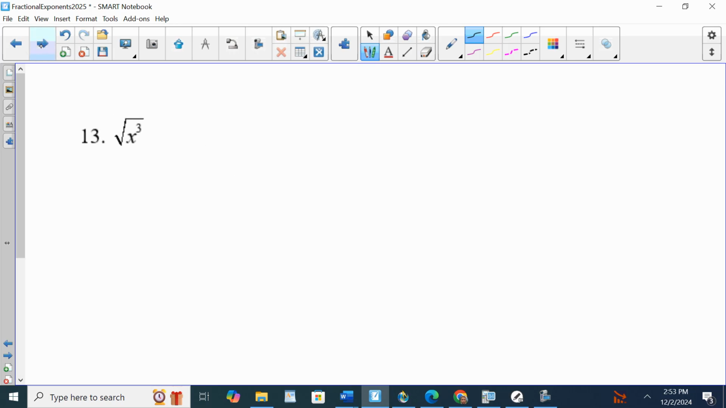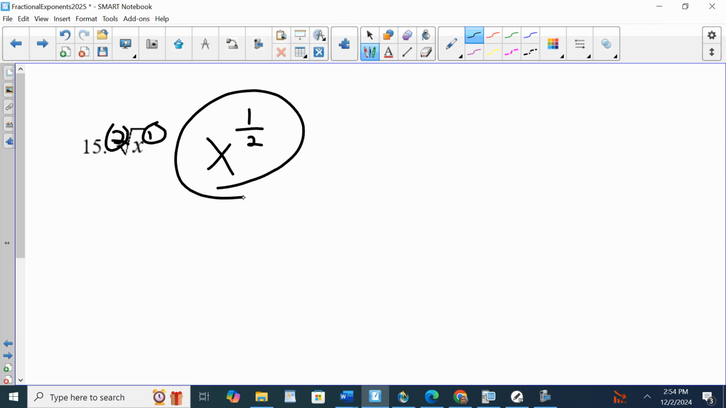If there is no power or root written, there's an imaginary 1 as a power, and there's an imaginary 2 as a root, because it's the square root. So the imaginary root is 2. So power over the root, power is 1, over the root is 2. So that's just rewriting it, going back and forth between the two directions.